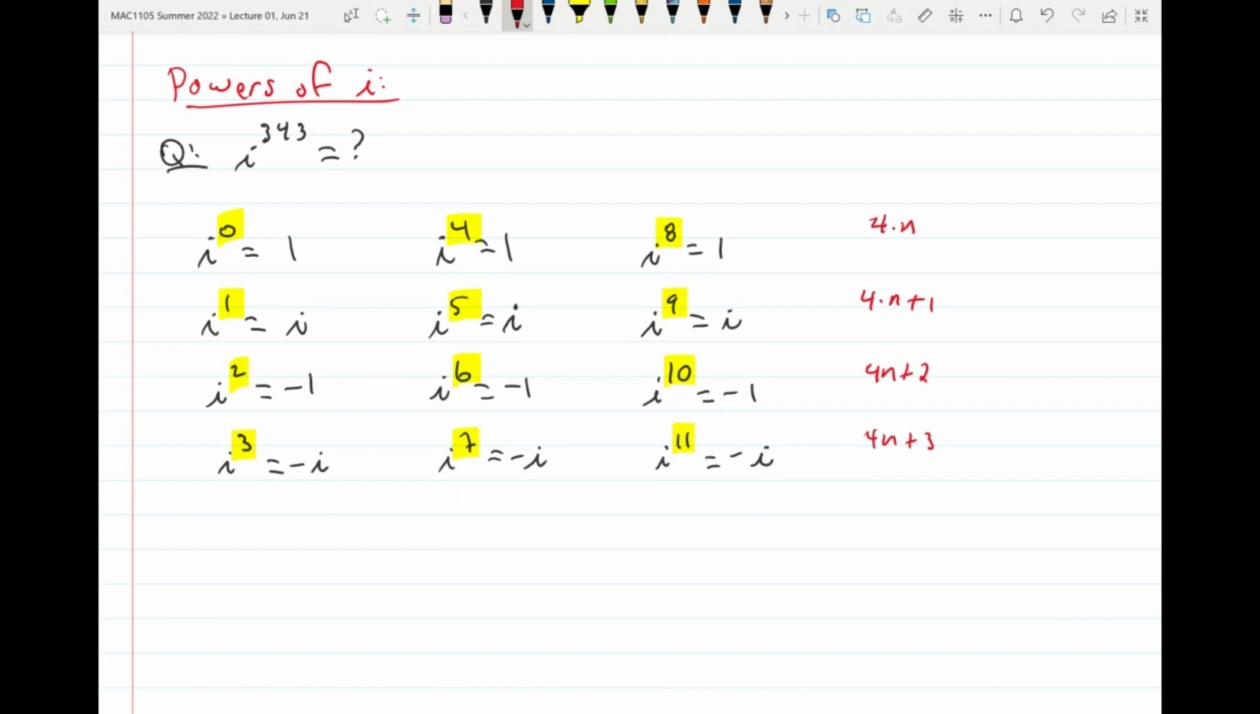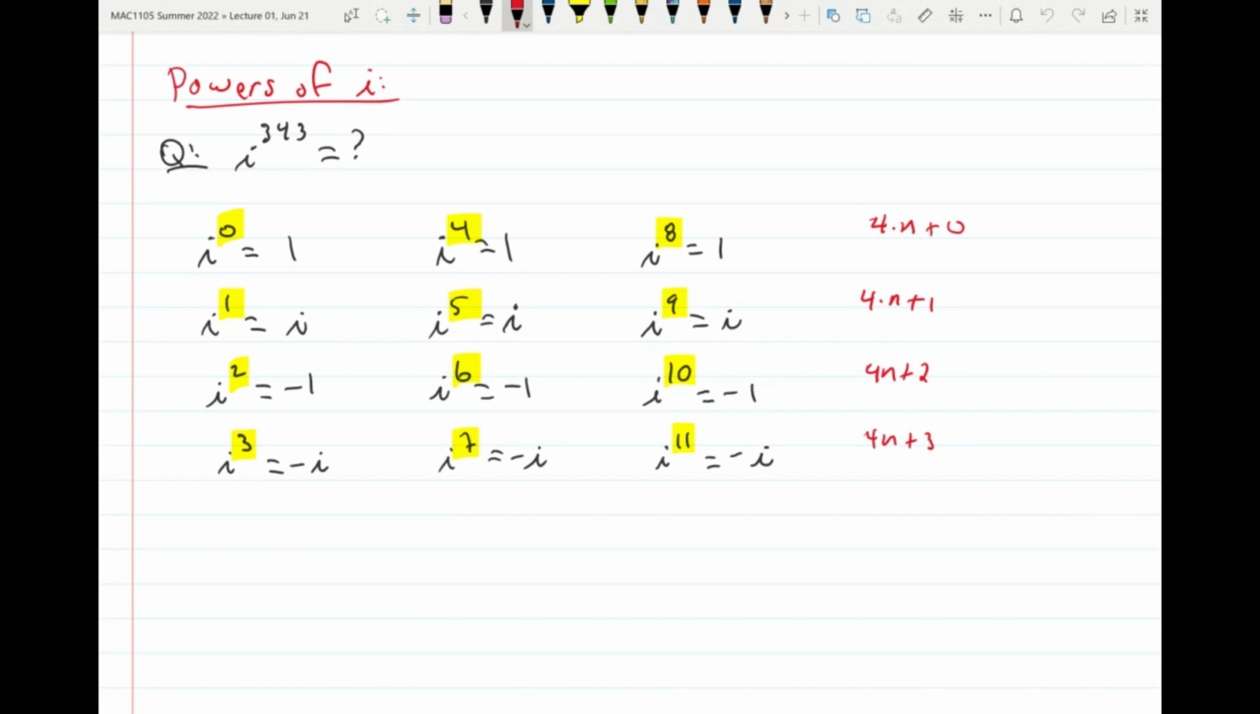So 343, how do you figure out which one is it? I don't think this method is exactly what you're looking for, but what I do is I divide the power by 4 and take the remainder. That's exactly what it is. Keep in mind that 4n is the same thing as 4n plus 0. When you divide by 4, there are 4 possibilities in the remainder. You either get remainder 0, meaning the division was exact, or remainder 1, 2, or 3. And the remainders are exactly these guys right here.